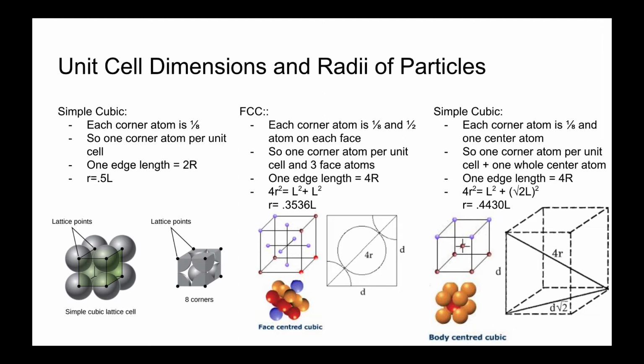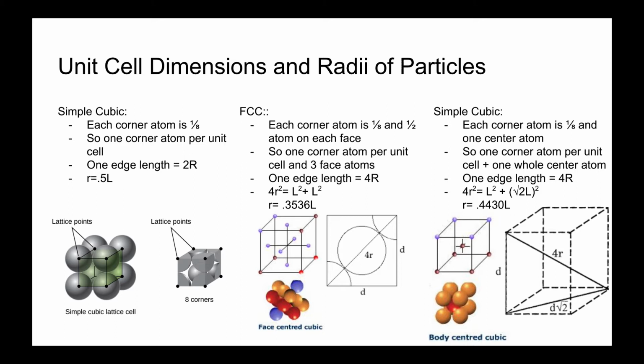This unit cell consists of 8 corner atoms. So we have 4 at the top and 4 at the bottom, as seen in the diagram below. And then each corner represents 1/8 of an atom, since it's just a corner atom. And so that means that we have 1 corner atom per unit cell.